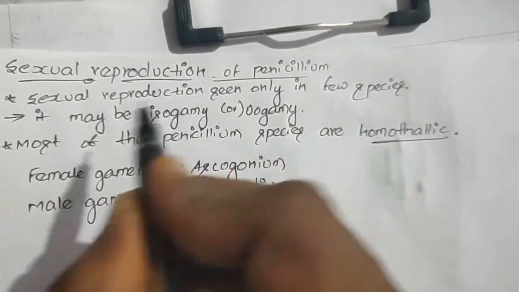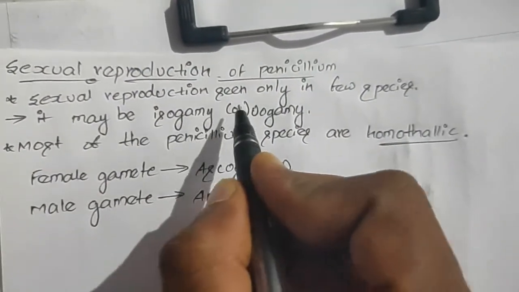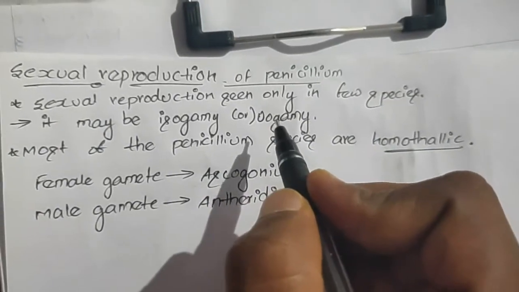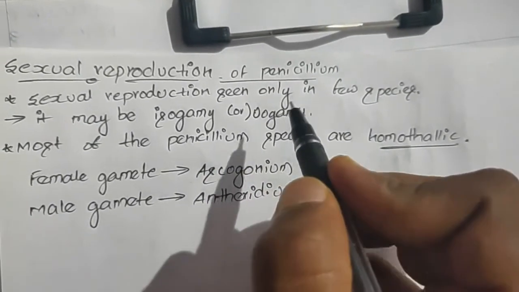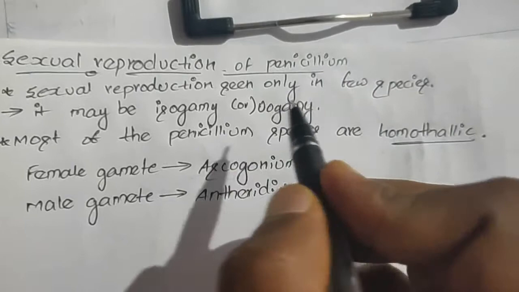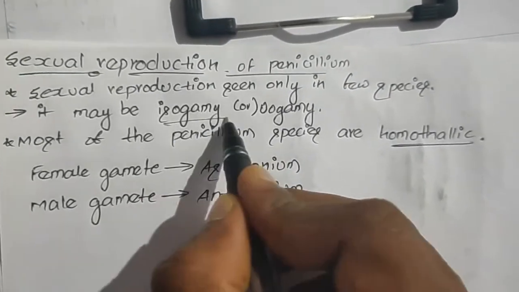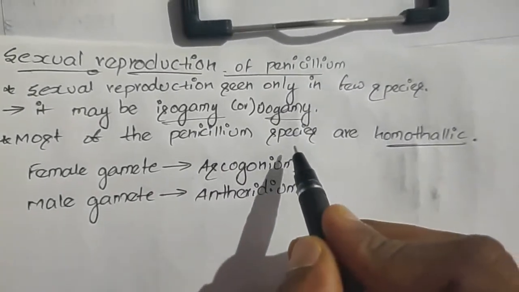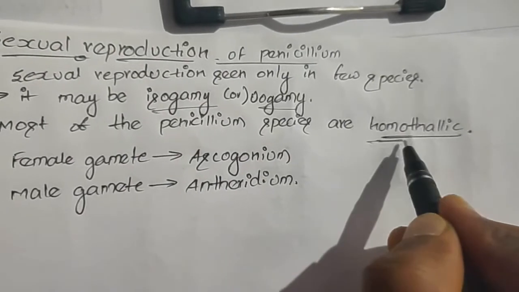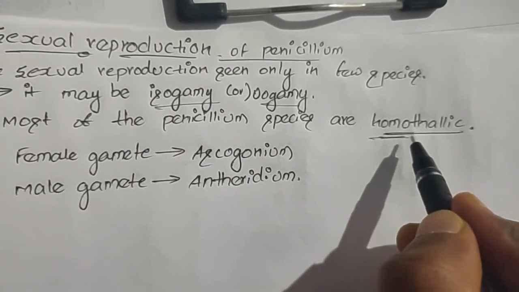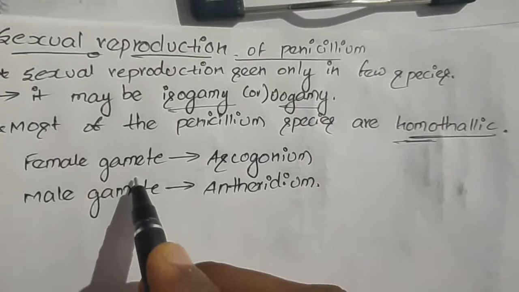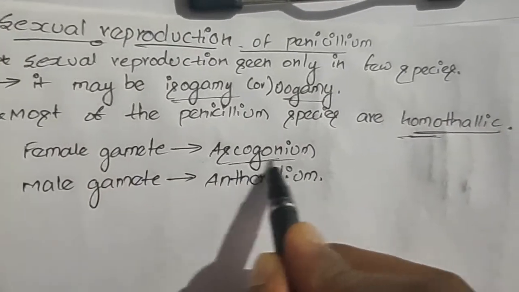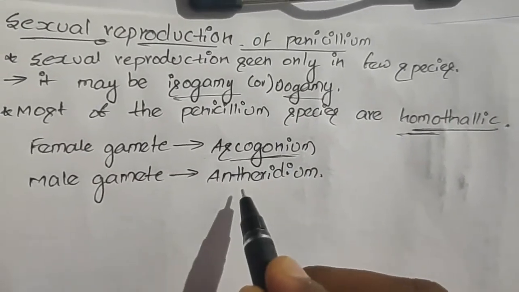Sexual reproduction of Penicillium. Sexual reproduction is seen only in a few species of Penicillium; in the majority, asexual or vegetative reproduction takes place. It also varies: it may be isogamy or oogamy. This Penicillium species is homothallic, which means both male and female gametes are produced in the same body. The female gamete is the ascogonium and the male gamete is the antheridium.